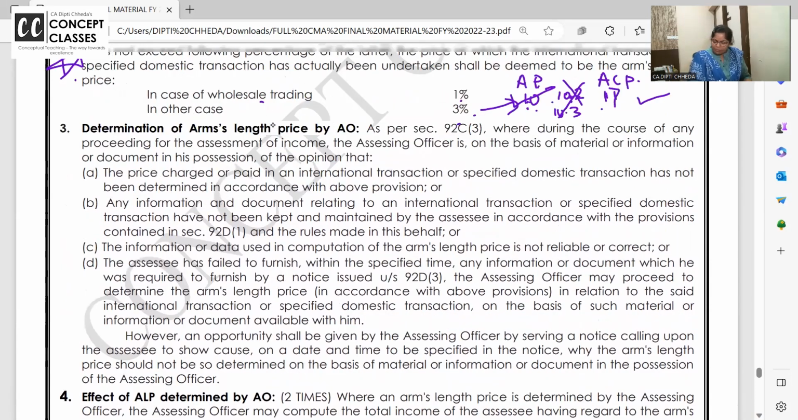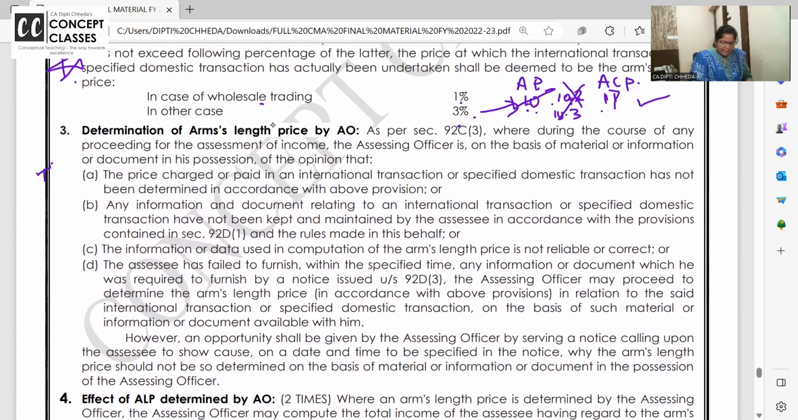This is also a very important theory question, asked many times. What are the cases in which arm's length price will be decided by the AO? See, when we are deciding arm's length price, we are using comparable prices. So is the data correct or not? Is it reliable or not? Time lag, so many factors are there.